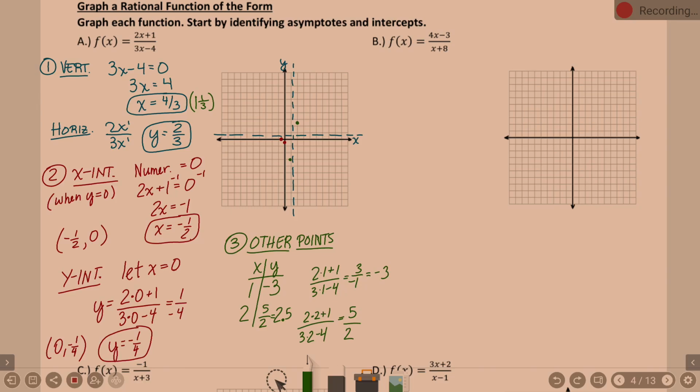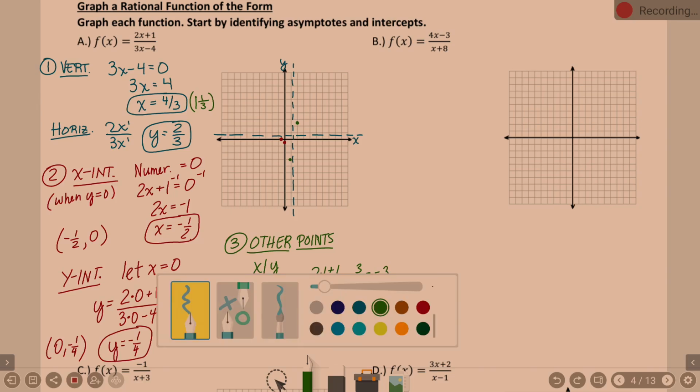Does that put my other curve in the upper right like we were expecting it? Yeah. Okay. If you want more points, you can put more points in there. I'm not going to require it. Okay. I have my confirmation of where my pieces are.